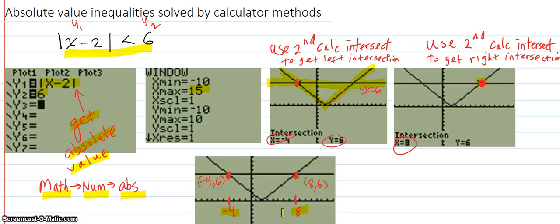Now we have to think about what we're doing here. Less than 6. We want to know where the absolute value function is less than the y equals 6 line. I see that in here. I see it here, and I see it here.